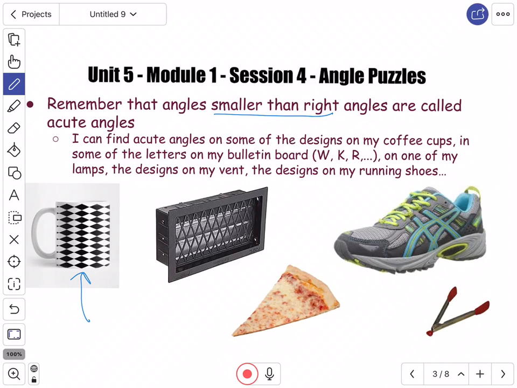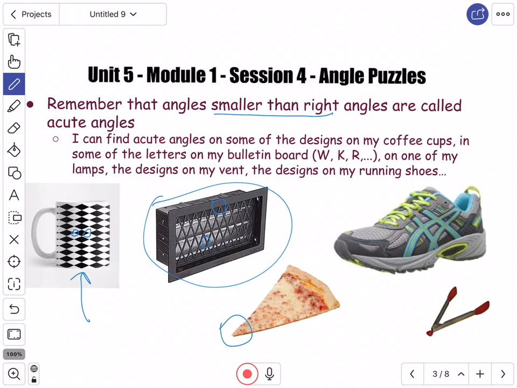And then remember that angles smaller than right angles are called acute angles. I can find acute angles on some of the designs on my coffee cup. I actually have a coffee cup that looks very similar to this, and it has acute angles. As you can see, there are some acute angles on there, okay? I also have a bulletin board, so the letter W, the letter K, the letter R, there's lots of acute angles on letters.